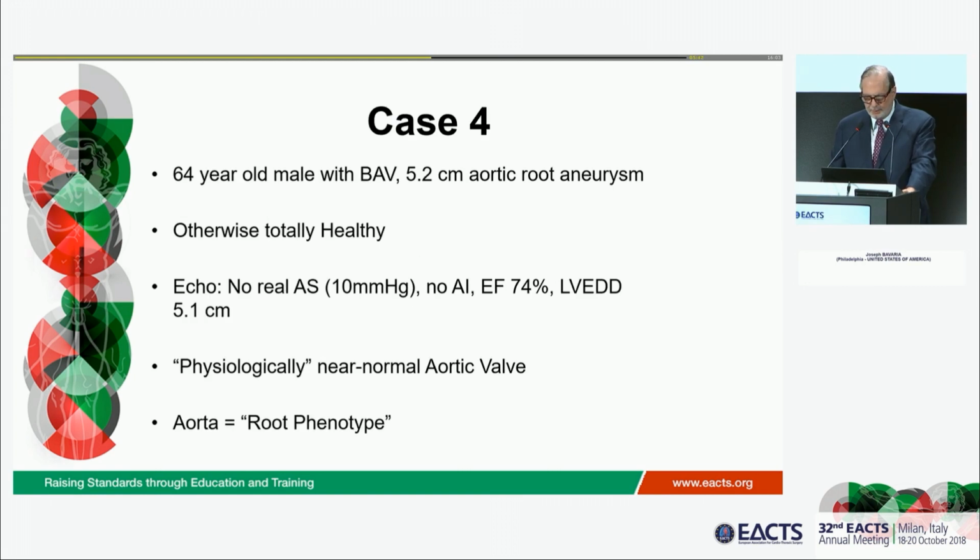Okay, case 4. This is a 64-year-old with a BAV, 5.2 centimeter root aneurysm, otherwise totally healthy. He had no real AS and no real AI, so it was basically a physiologically normal valve. His EF and his LVEDD were normal. And his aortopathy was a root phenotype and not an ascending aortic phenotype.